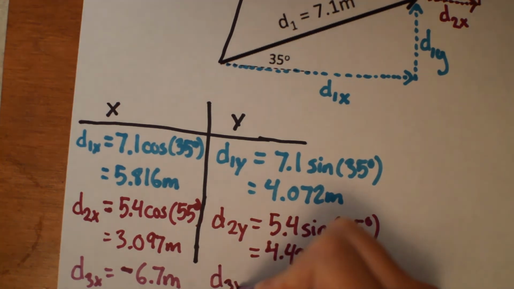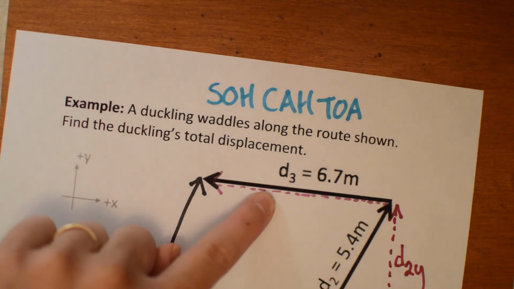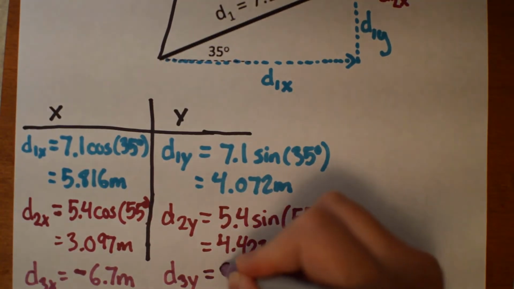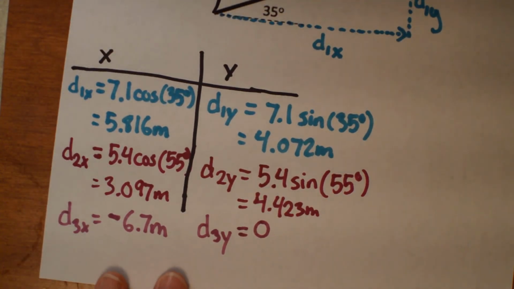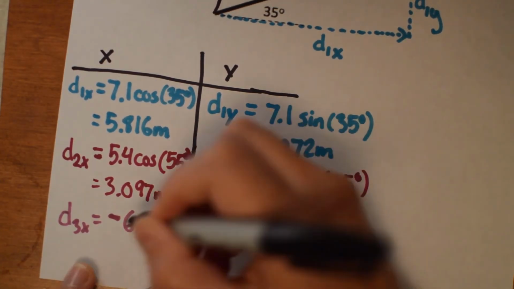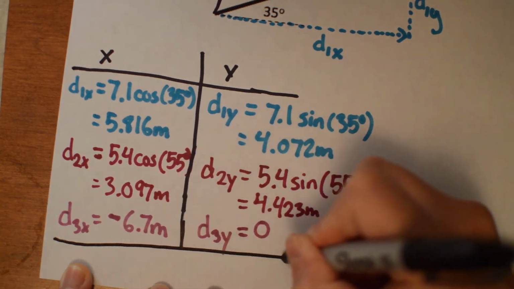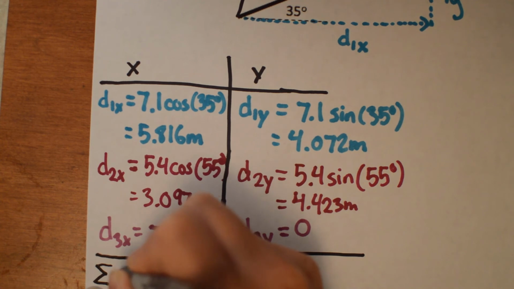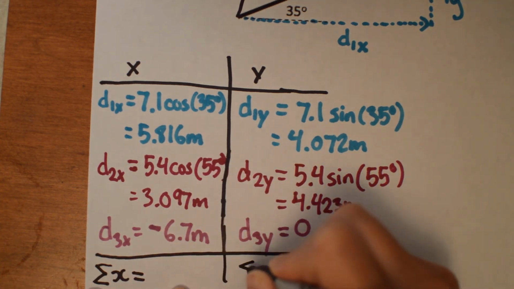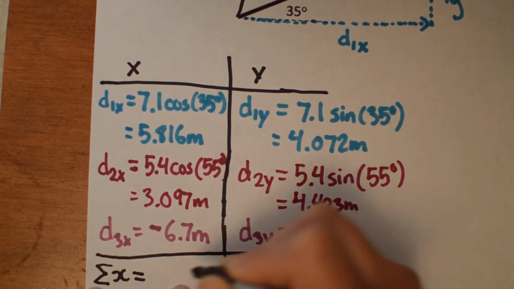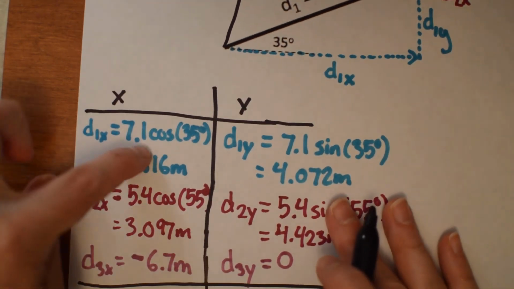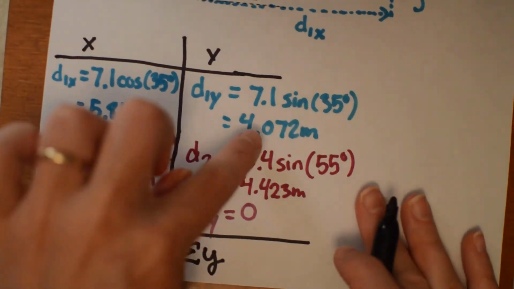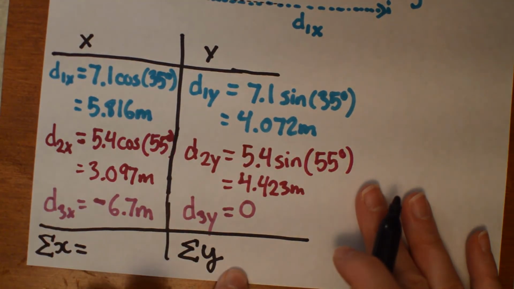D3y is an easy one. There's no component of D3 that's pushing you up or down, so the y component is 0. All right. So that's all my x stuff and all my y stuff. My next job is to find the sum of everything in x and the sum of everything in y. So that sigma, right, means sum. So I'm going to add up all these values. That's why that sign is really important here. And I'll add up all of these values to get the sum of things in y.